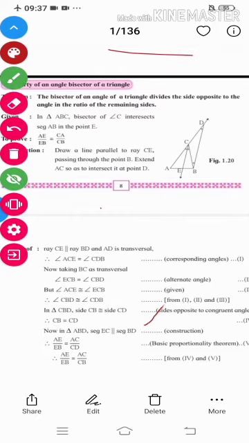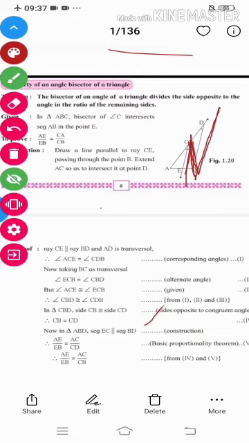Now taking BC as a transversal, angle ECB is congruent to angle CBD. ECB and CBD, what are they? Alternate angles.